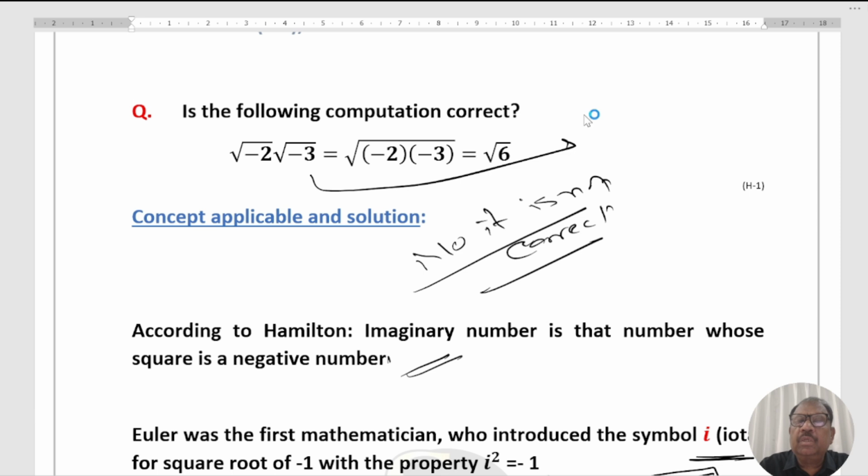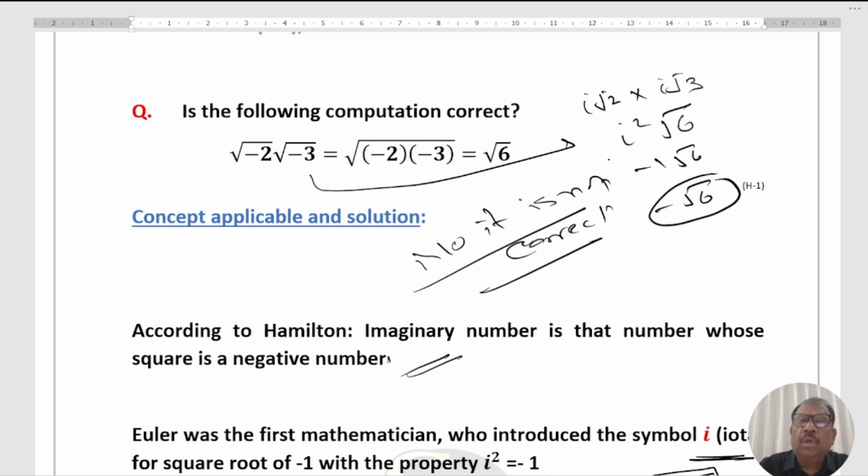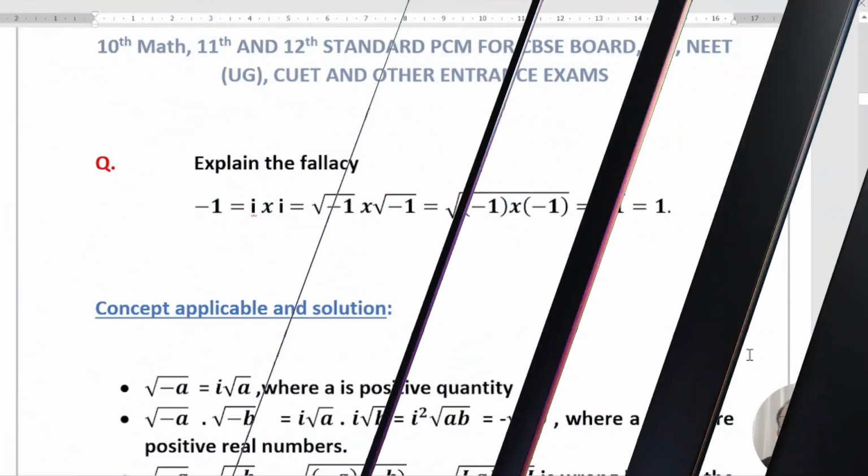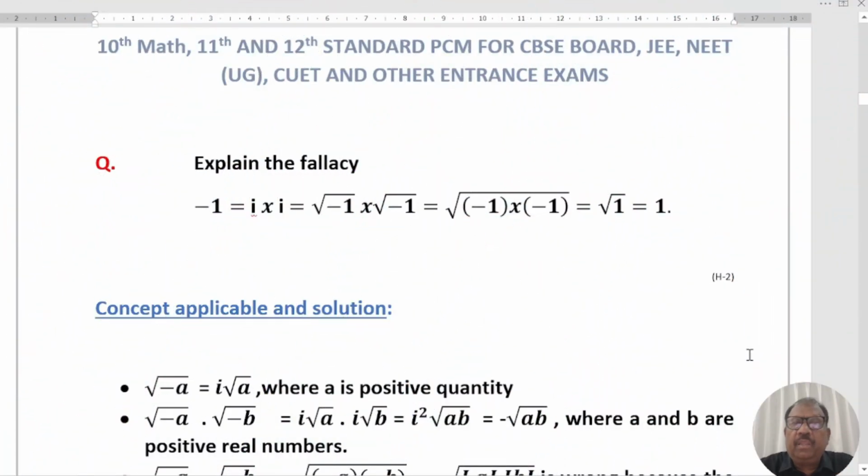So in this case, what will happen? This is iota under root 2 into iota under root 3, that is iota square under root 6, that is minus under root 6. So the earlier statement is wrong, and this is the correct one. Right?